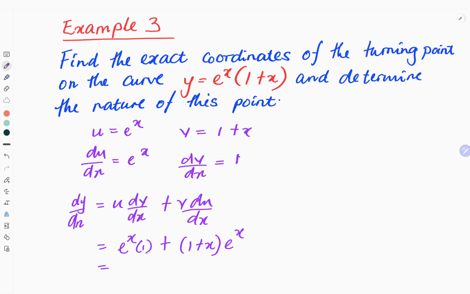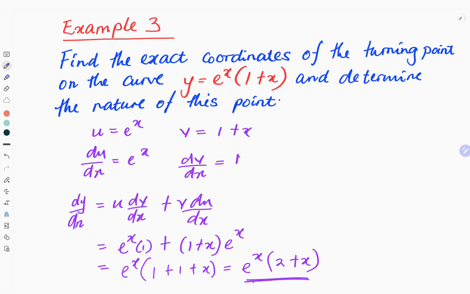And the final answer can be written as, you can factor out the e to the power of x, and that will be a bracket 1 plus 1 plus x, and that will be equal to e to the power of x in a bracket 2 plus x, and that is your derivative.